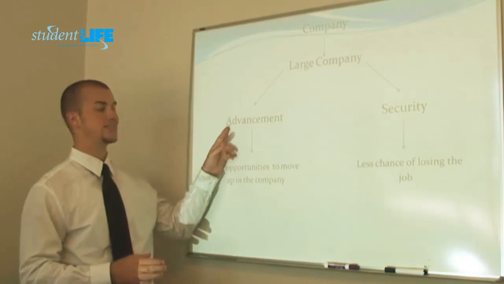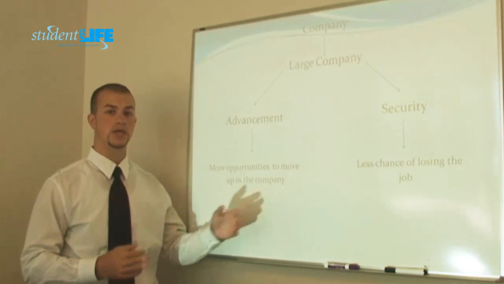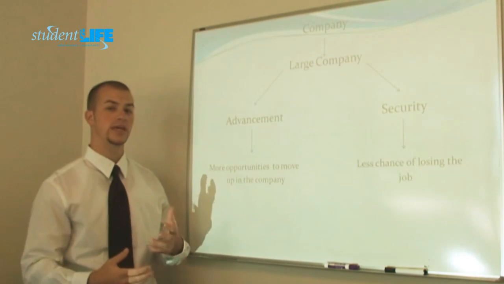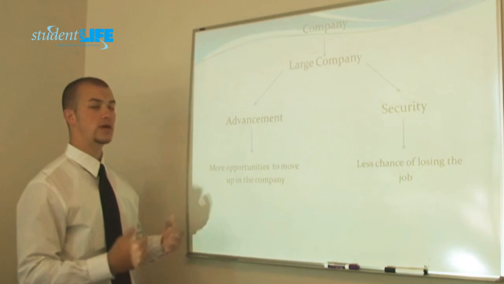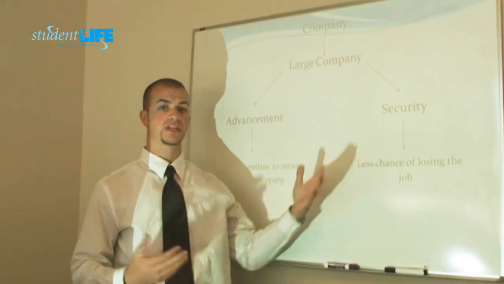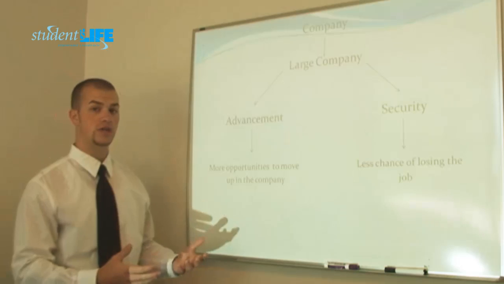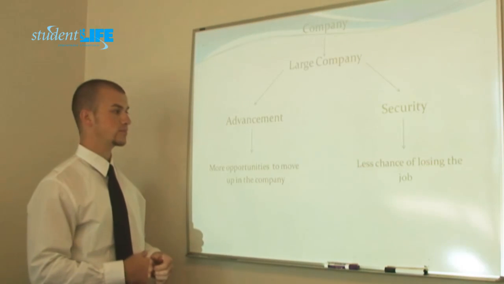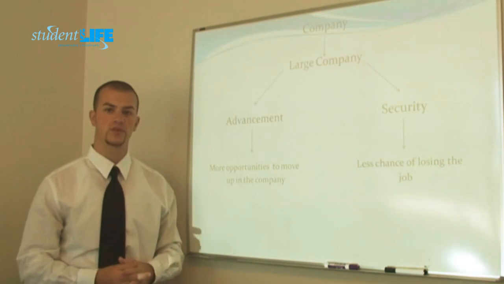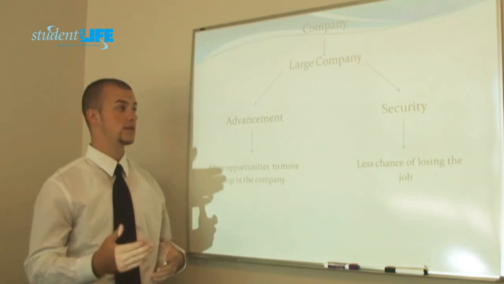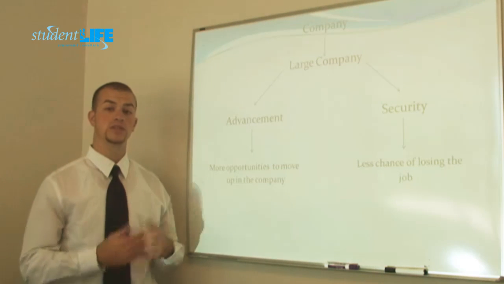So my first example is advancement. There's more opportunities to move up in the company. Advancement means moving up the chain of command or getting a better job, making more money, having more authority. My other reason is security, meaning job security. You have less chance of losing the job working for a large company than a small company. So as you can see, these are my 2 examples that I'm going to use. I'm going to explain them a little bit in my speaking time, and then that will clearly show why I think working for a large company is better. So let me show you what I have.